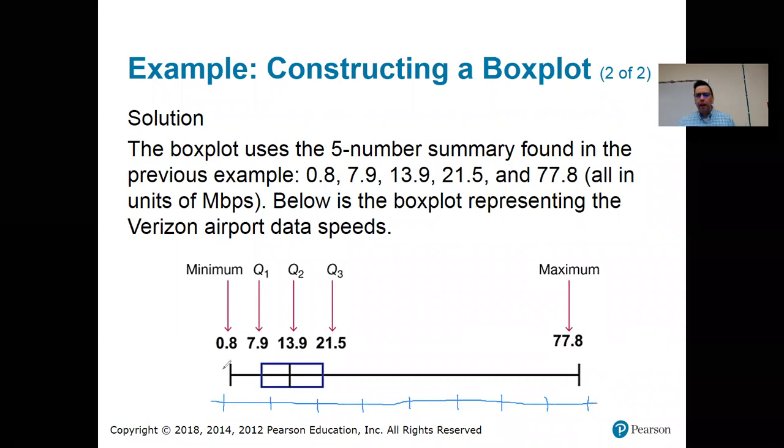Okay. All right. So you see your box. The box goes from Q1 to Q3, and it has that line in the middle at the median. And then the lines that come out from the box, which are also called whiskers, extend down to the minimum value and up to the maximum value.